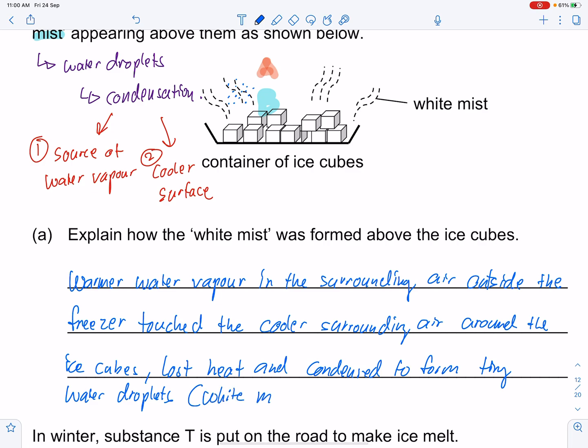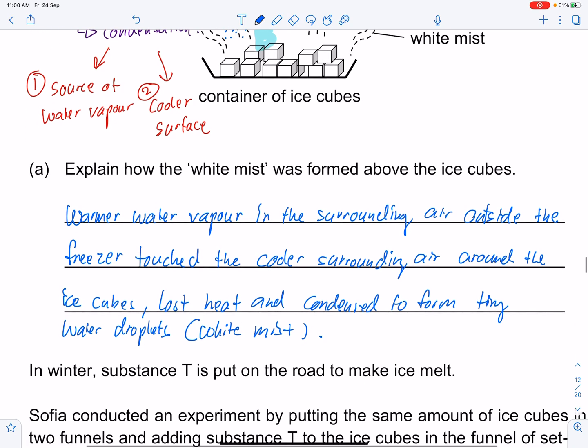mist. So this is what you should do, bracket white mist, to let the examiner know that you understand. It's because the tiny water droplets are so small that they are suspended in the air, hanging and floating in the air like your clouds. Okay, get it? So please, it doesn't condense on your ice cube. It condenses in the air because the white mist is in the air. This was a very similar question in one of the PSLE questions. So get it right, don't get it wrong anymore.